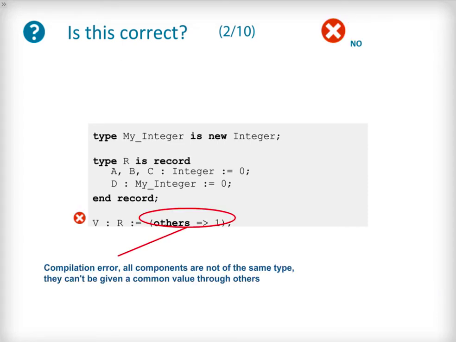This is a bit confusing, but it's very important, again, to understand the notion of strongly typed language. Remember that others with a value can be used only if all the components are of the same type. So here, A, B, C are of type integer. D is of type myInteger. So those two types are different. Although they could all be initialized with the same expression, the literal 1, it is going to be refused by the compiler because the rule is clear. It says that all the remaining components have to be of the same type to be able to use this notation. And here, D is a different type than A, B, and C.